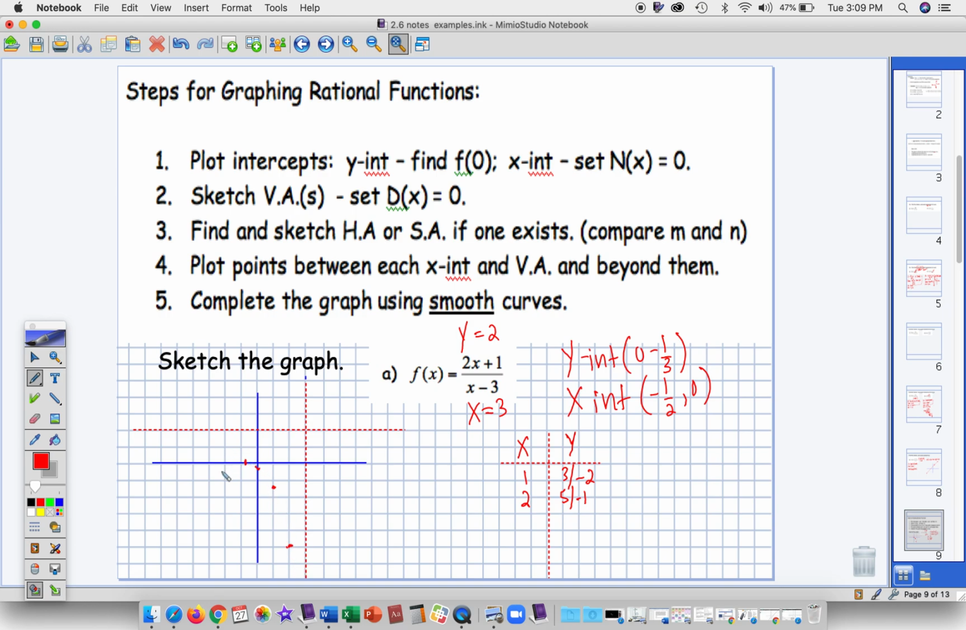If I go out to negative 2, then let's see, I'm going to have negative 4 plus 1 is negative 3 over negative 1.